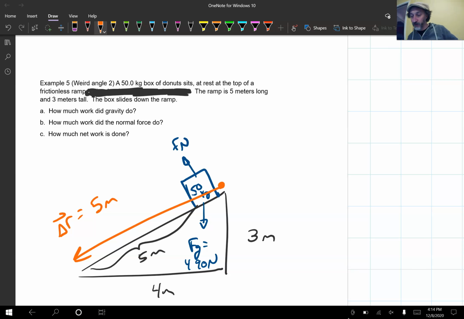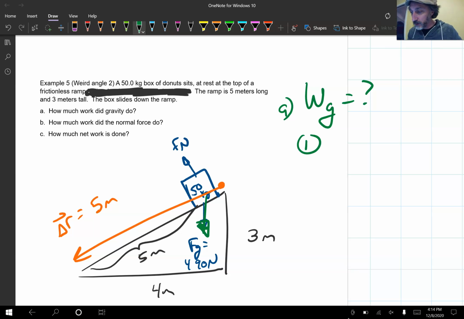Okay, so question A says, how much work did gravity do? So A, the work done by gravity equals what? All right, so I'm going to do it using each of those 3 methods that I just showed you. So option 1 would be the work done by gravity.